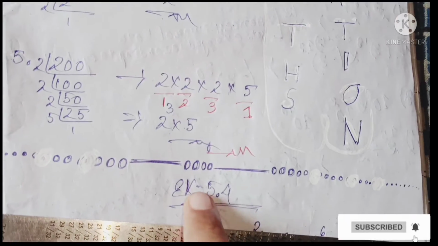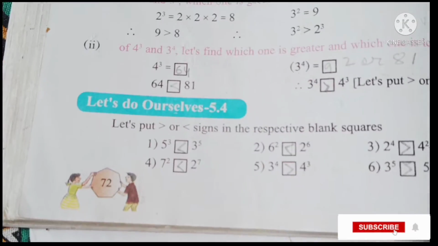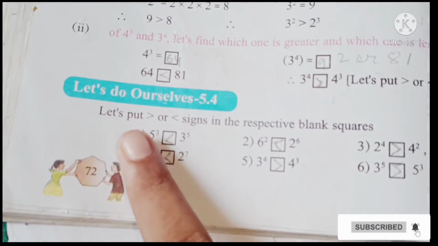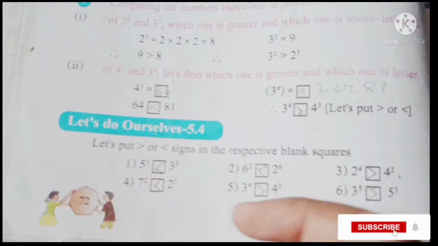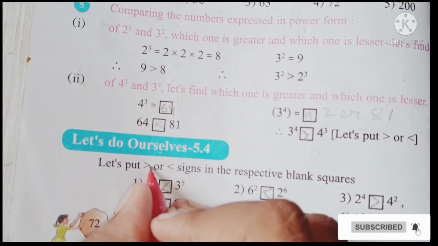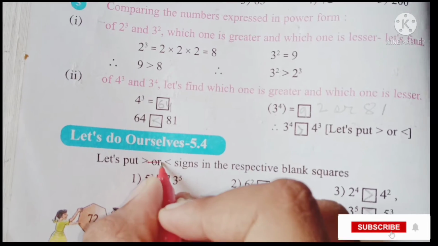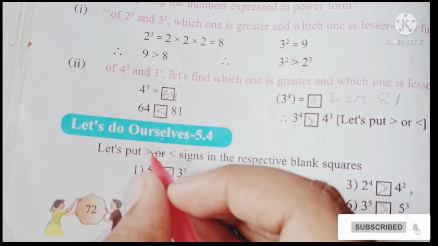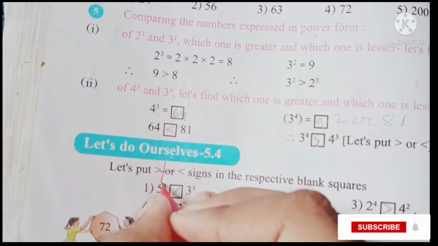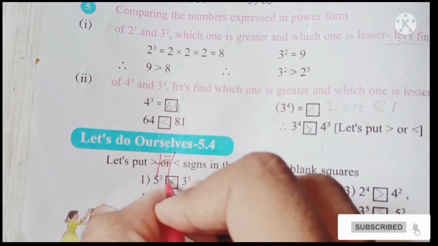So I am shifting to exercise 5.4. Exercise 5.4 is: put a lesser sign, equal sign or greater sign. Now, please correct the statement: here it will be 'or' and not 'and'.